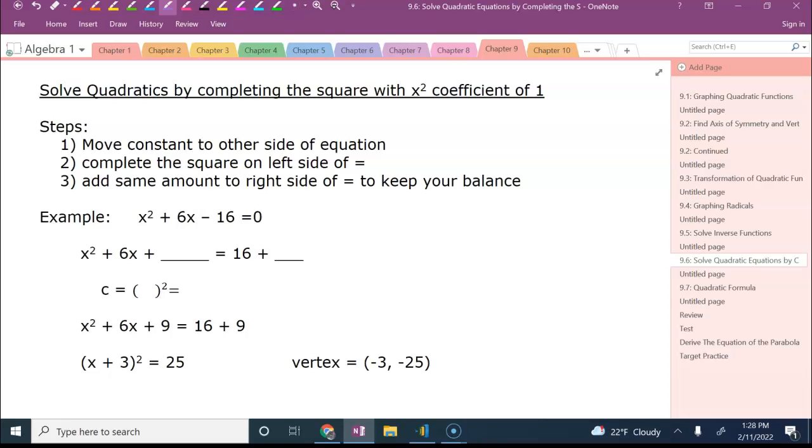Now when you do that to the left-hand side, you'll also have to add it to the right-hand side. That way you can keep your equation balanced. And then we'll solve it like we did at the very start of class, where we can write it as a quantity squared, and then we'll square root both sides.